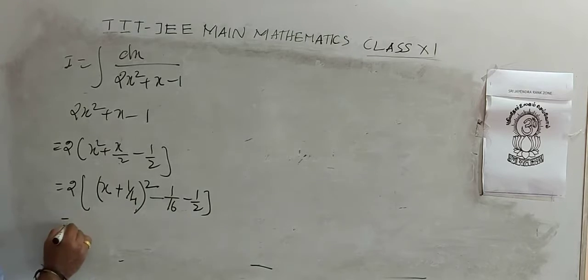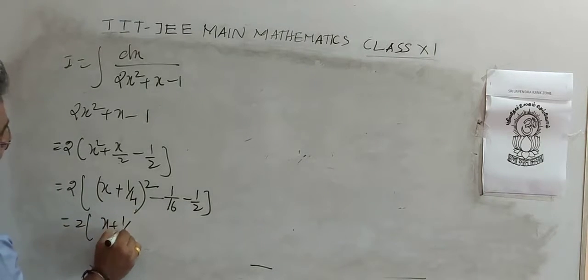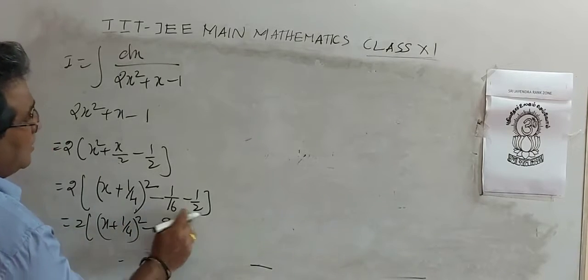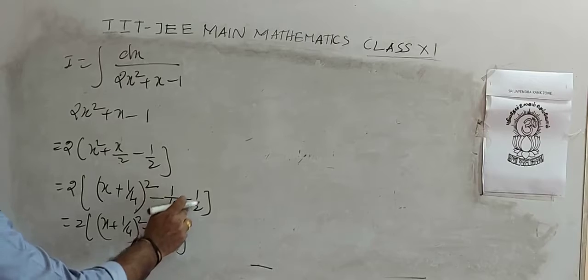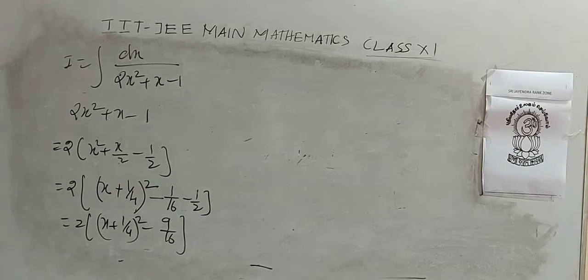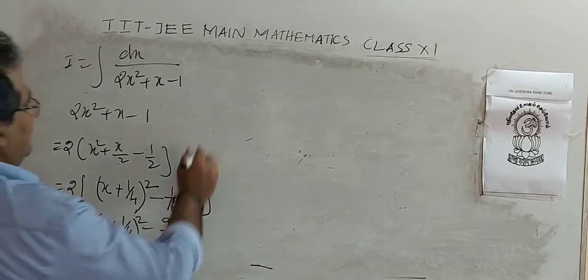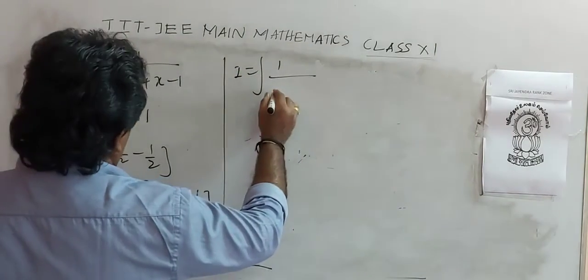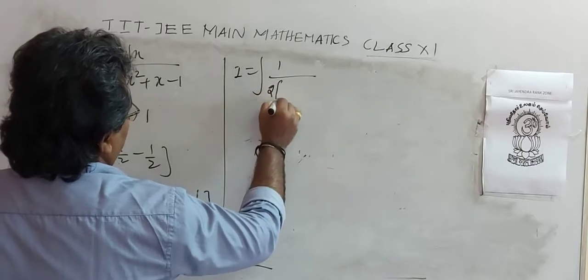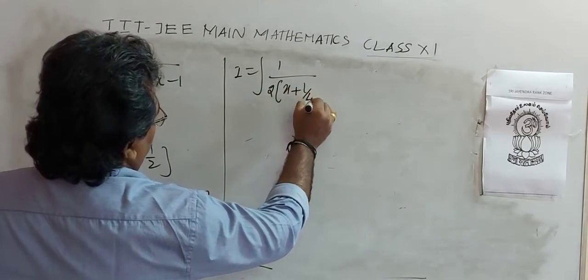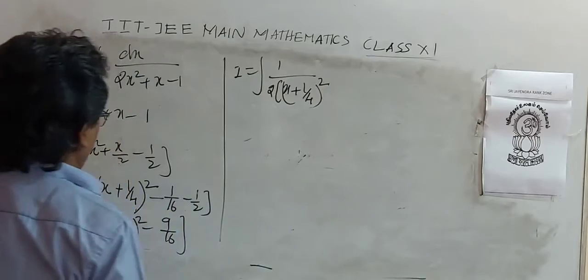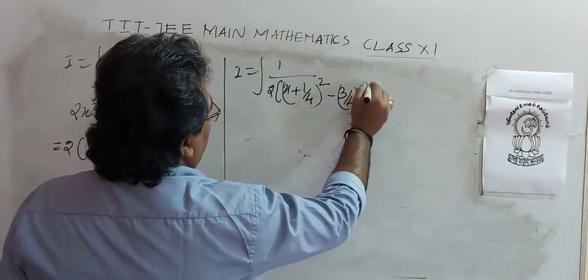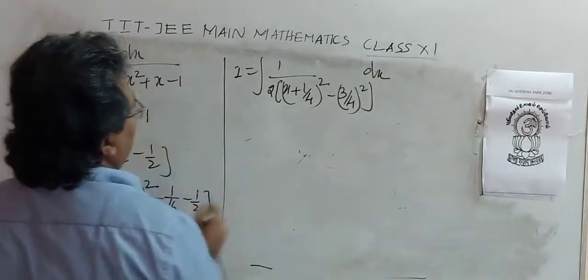So twice, if you simplify, you will get 8 times 9 minus 9 by 16. So I equal to integral 1 by twice x plus 1 by whole squared minus 3 whole squared into dx.